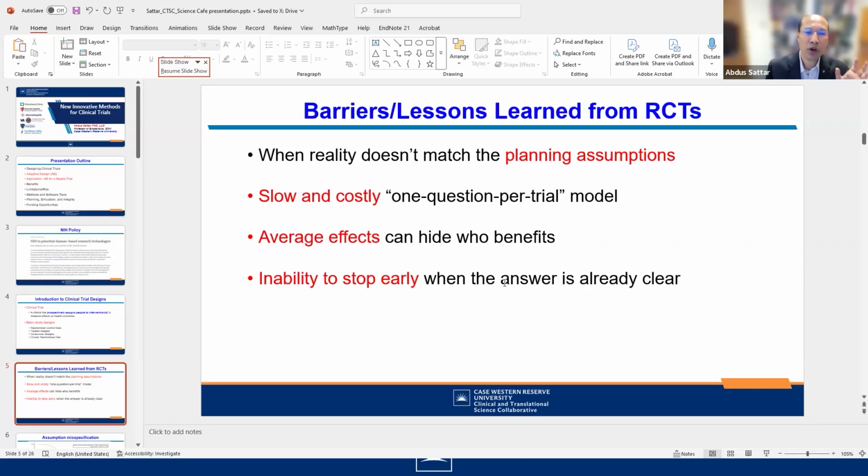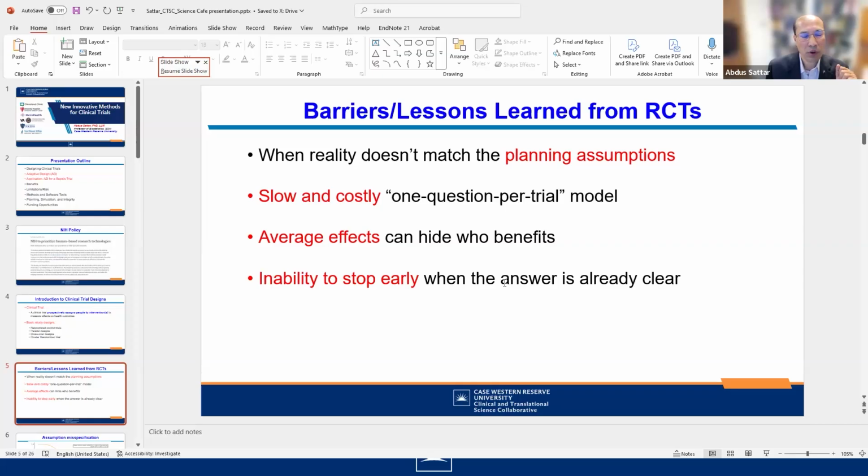So if you do not take care of this kind of heterogeneity and just try to understand the average effect of a treatment, then we may miss the benefit. Who would benefit from which drug?